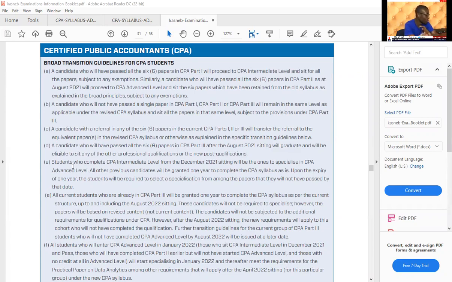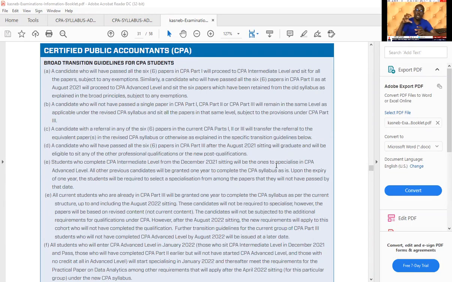We're saying that students who complete CPA intermediate level from the December 2021 sitting will be the ones to specialize in CPA advanced level. Meaning that if you'll be doing exams in December 2021, still you will not specialize. I'll be talking about that one later on.